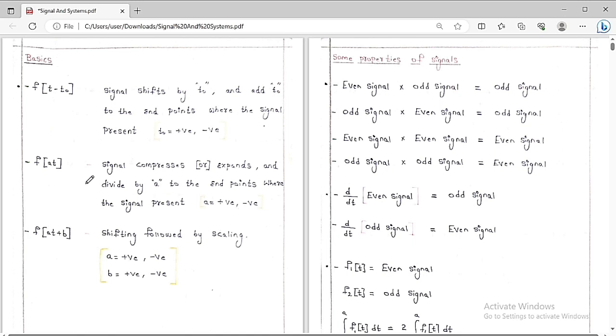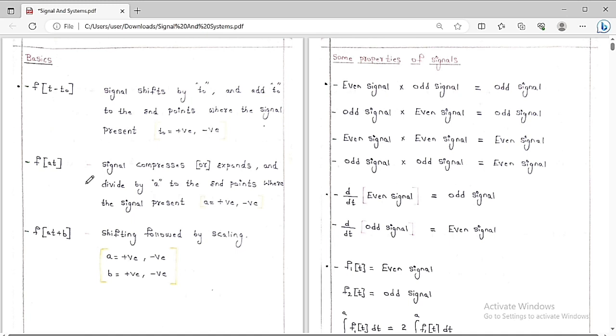Suppose a signal f of t is there. Now I want to do the operation f of at. f of at means it can either compress the signal or expand the signal, but the amplitude of the signal will never change. Whatever the amplitude of the signal, it will never change. The only thing is that the signal is going to compress or expand. That is the meaning of f of at.